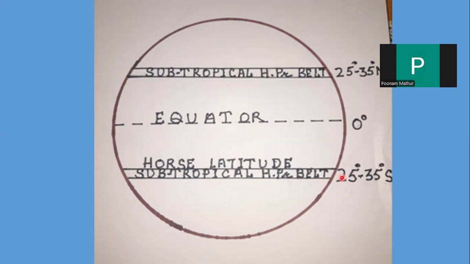Now, this region is also a belt of calm. There is vertical movement taking place, but the horizontal movement is less in this air. Descent of air results in contraction of its volume and causes a high pressure area. This belt is known as the horse latitude. The subtropical high pressure belt is also called the horse latitude due to the absence of horizontal movement of air.